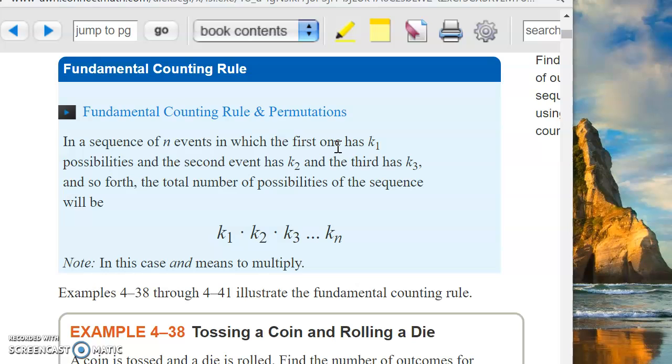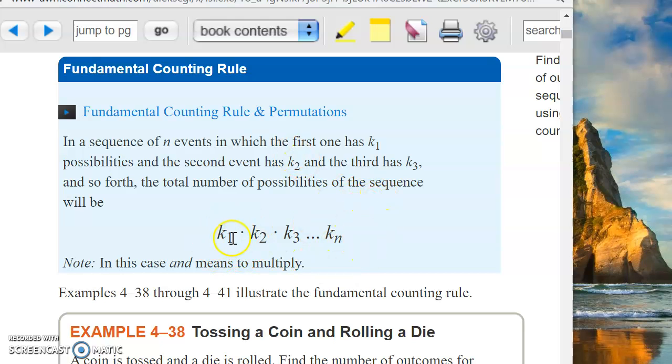The first one has k sub 1 possibilities. Now, don't be intimidated by that k sub 1. The only reason we use the little sub 1 here is to distinguish that this is the first event, and then the little 2 means I'm talking about the second event, the 3, the third event, and so forth, all the way up to n events. So if I'm tossing the coin 10 times, n is 10.